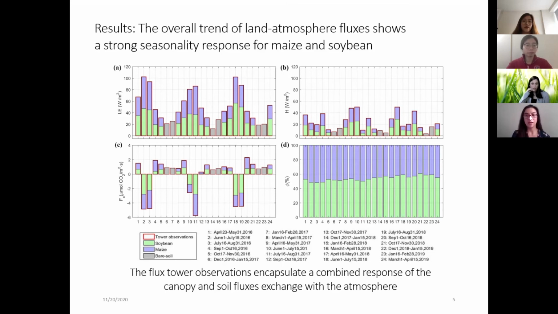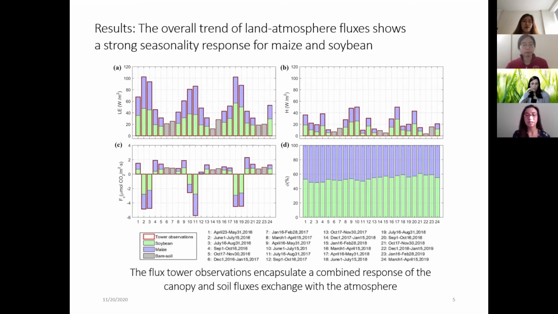So A is latent heat flux, B is sensible heat flux on top, and below on C you can see carbon dioxide flux, and also D is the relative contribution due to the momentum flux inside the flux footprint. So in this figure, each stack bar refers to the 6 weeks average daily flux for each crop type. And by looking at these plots, we see that the relative contribution of each crop is not half maize and half corn, as many people may think.